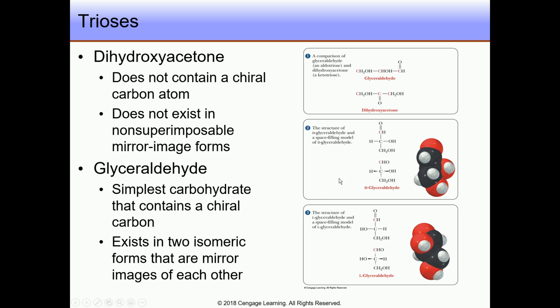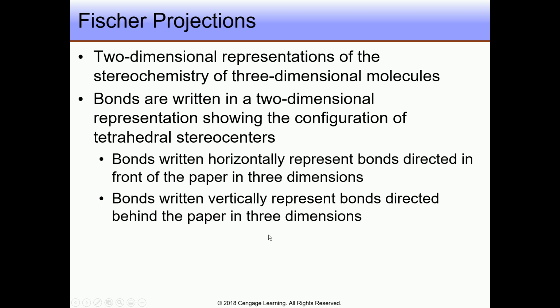Now these sugars can be represented in different ways. That's what we're going to discuss. What are Fischer projections? They are 2-dimensional representations of 3-dimensional molecules. Bonds written horizontally represent bonds directed in front of the paper in 3 dimensions, and bonds written vertically represent bonds directed behind the paper in 3 dimensions.